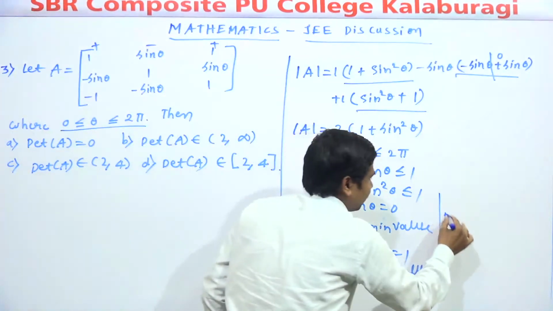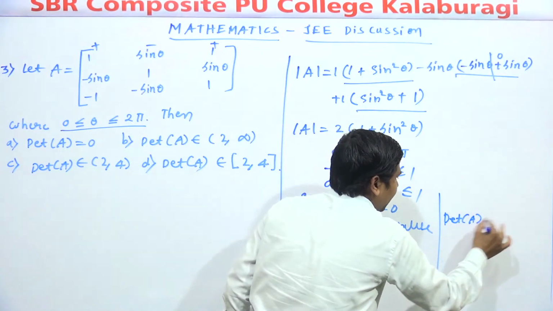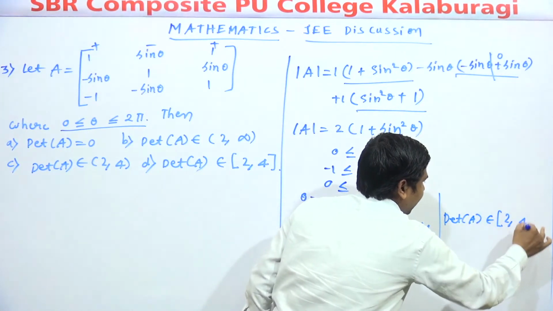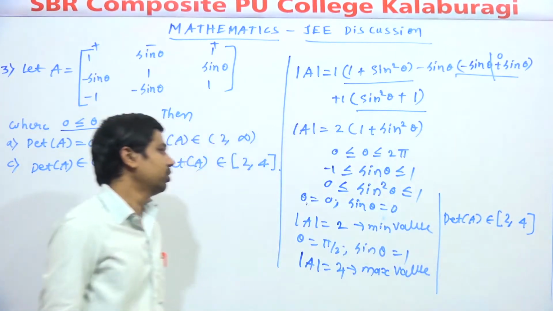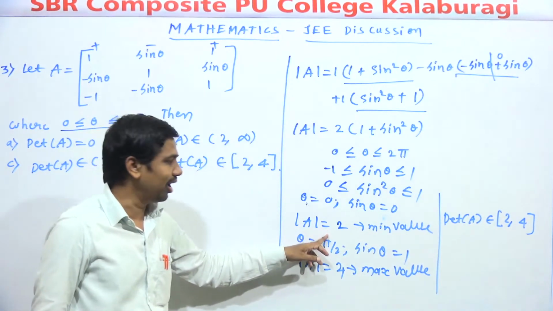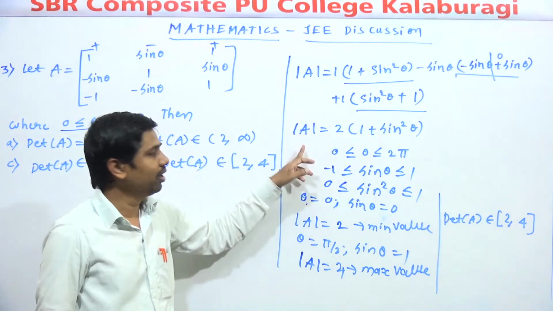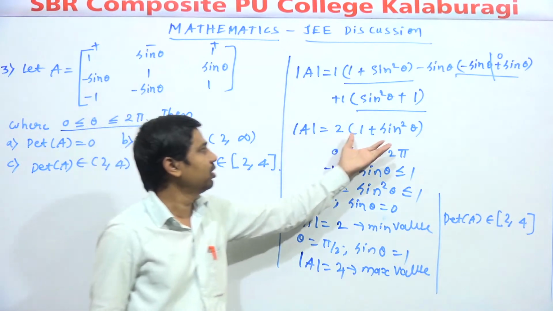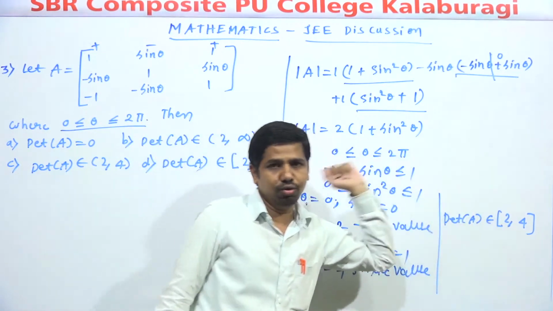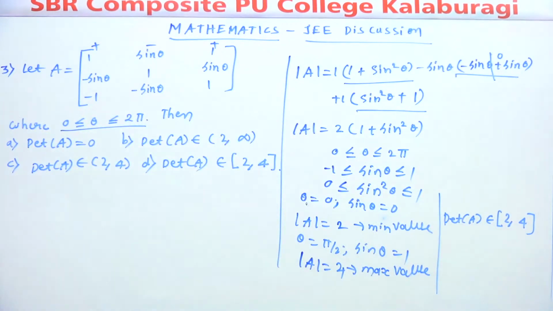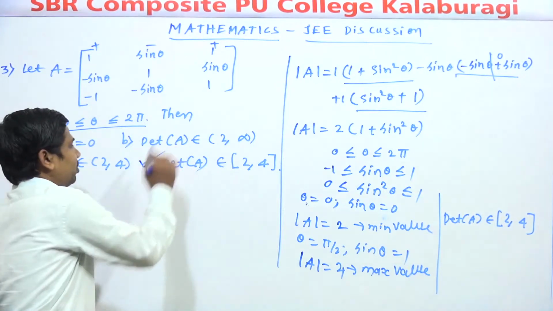So that indicates the determinant of A belongs to the interval 2 to 4. The minimum value is 2 and the maximum is 4 for the determinant of A. So this value lies from 2 to 4. Which option is correct over there? The fourth option is correct.